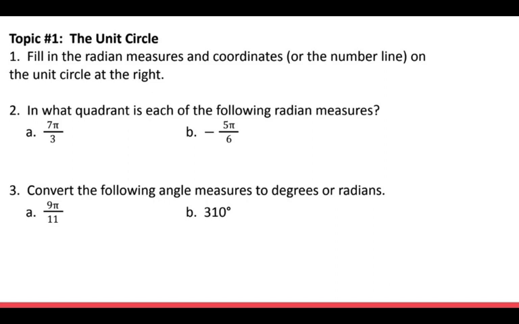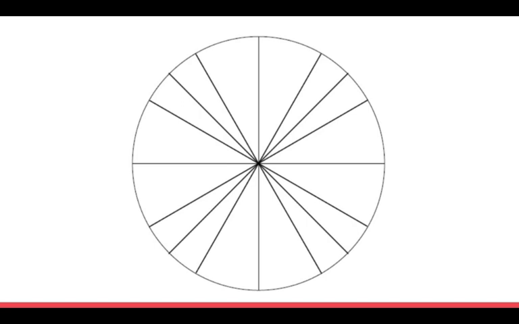I have the unit circle on a different slide, so I have more space to write on it. Filling in the unit circle is not that bad as long as you remember some patterns. So I'm going to go ahead and start with my angle measures first. I like to start with pi over 4.